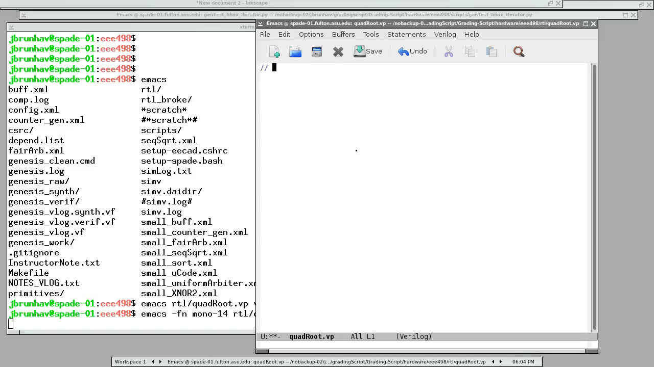So this is quadroot.vp, which implements the quadratic equation: the opposite of b, plus or minus the square root of b squared minus 4ac, divided by 2a. So we need a few things.